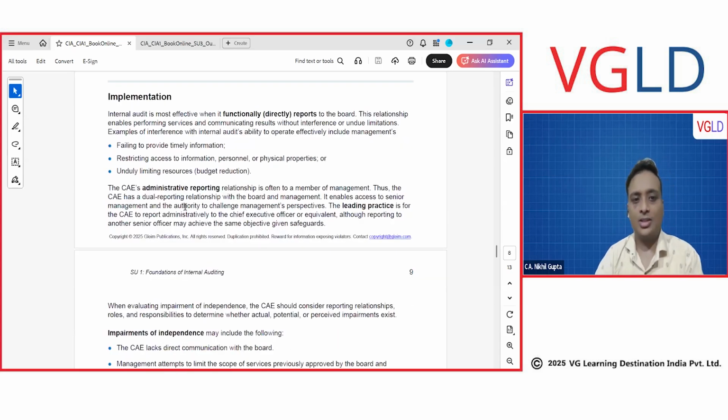The chief audit executive's administrative reporting relationship is often to a member of the senior management. The CAE has a dual reporting relationship with the board and management because he is somewhere in the middle. He is directly dealing with management as well as the board. It enables access to senior management and authority to challenge management's perspective. The leading practice is for the CAE to report administratively to the CEO or equivalent, although reporting to another senior officer may achieve the same objective, given safeguards.